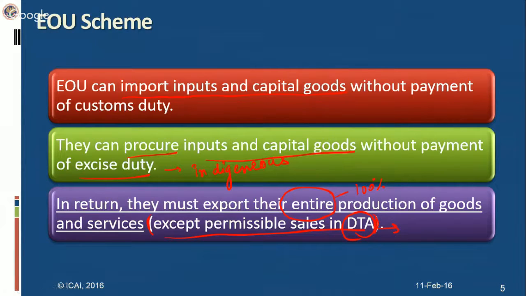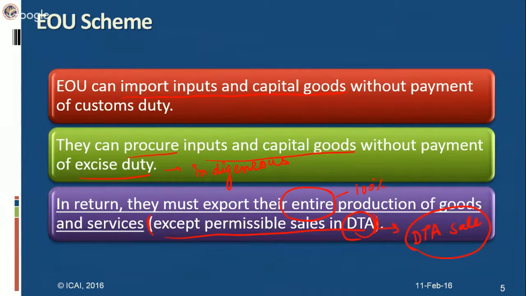Now EOU units, although they are expected to sell their entire production outside India, in certain cases they are allowed to sell their production within India also. And this sale is known as DTA sale, that is Domestic Tariff Area. Within India they are selling these goods, so this is called DTA sale. There is a permissible limit up to which they can sell the goods in DTA also. Certain conditions also need to be fulfilled.